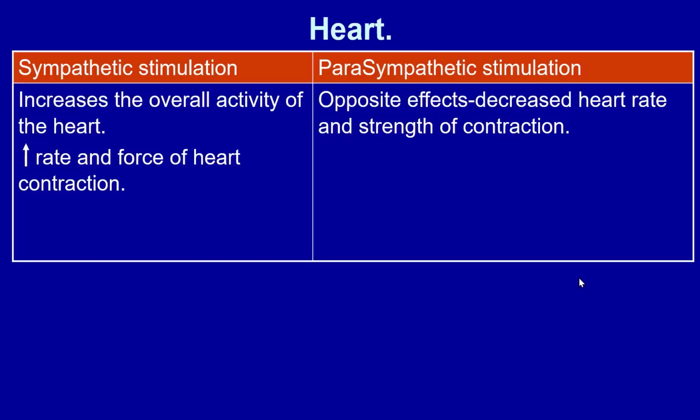Now the action on the heart, sympathetic stimulation and parasympathetic stimulation. When there is sympathetic stimulation, it increases the overall activity of the heart, increasing the rate and force of heart contraction. In parasympathetic stimulation, the opposite effect occurs, and it decreases the heart rate and strength of contraction. Both the rate and strength of contraction are reduced.